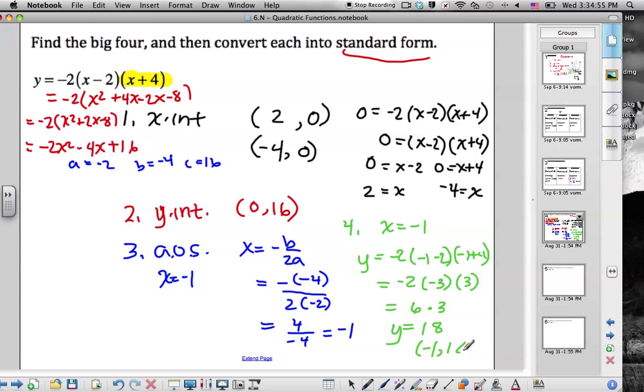All right, so there's our vertex. Good. That's it for now.